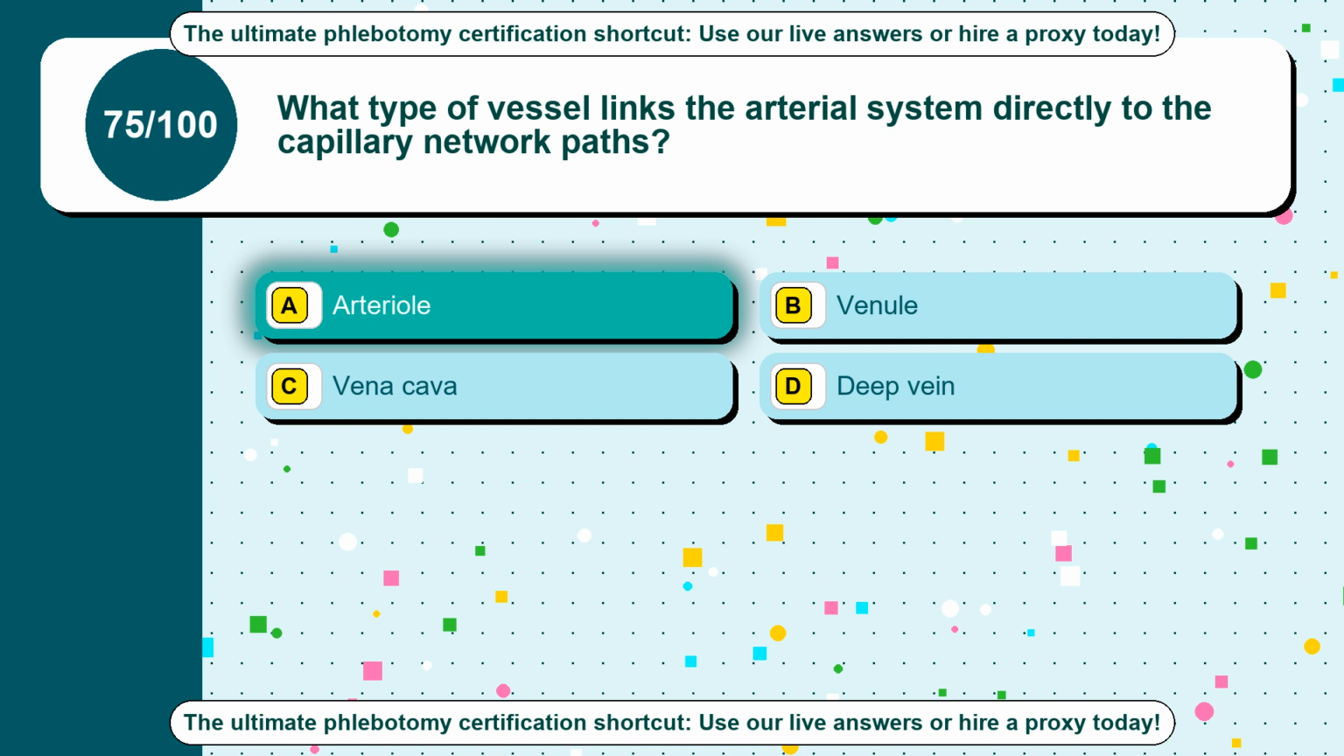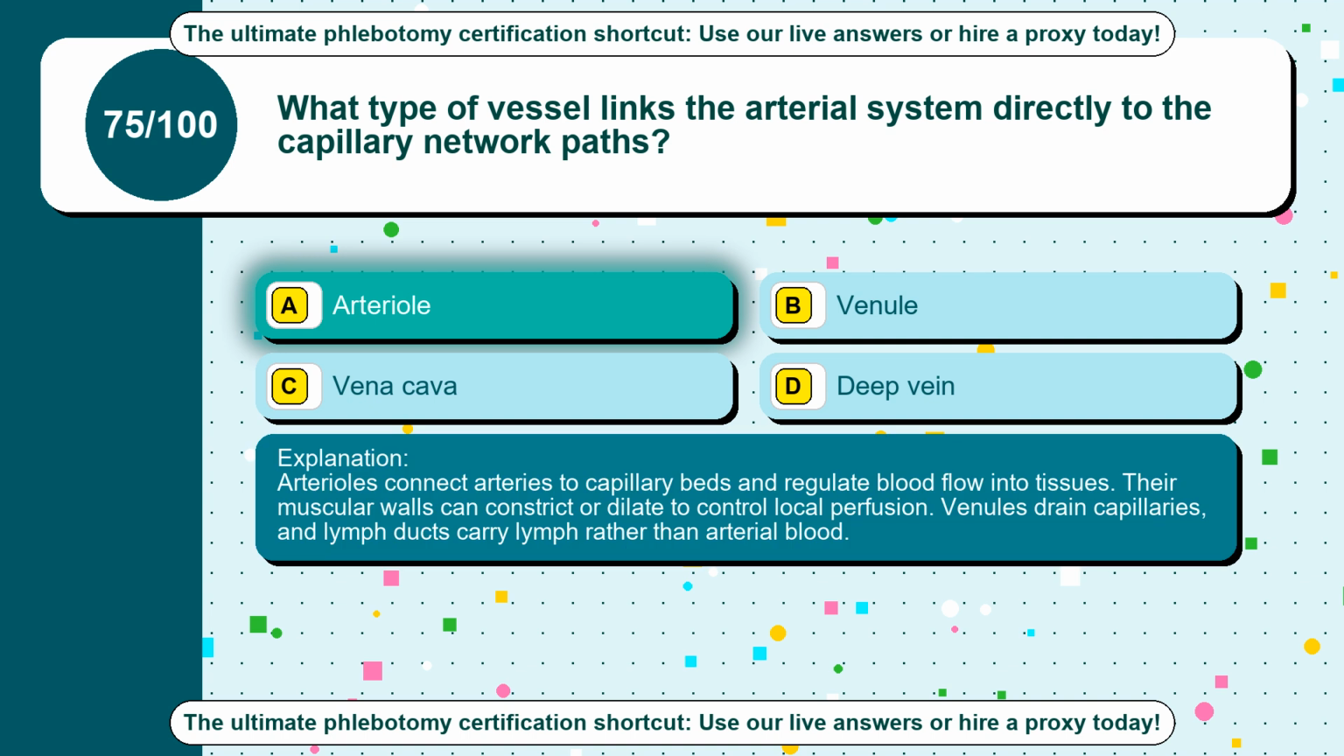Arteriole. Arterioles connect arteries to capillary beds and regulate blood flow into tissues. Their muscular walls can constrict or dilate to control local perfusion. Venules drain capillaries, and lymph ducts carry lymph rather than arterial blood.